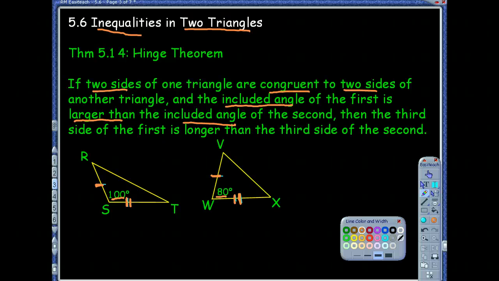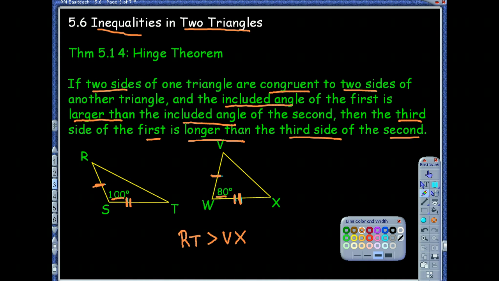And hopefully, you're probably predicting this. It says the third side of the first triangle is longer than the third side of the second. Right? And it kind of is talking about that relationship. So which side would we say is longer than the third? Because the other sides that are labeled, we know are congruent to each other. So which side would be longer than the other? So RT would be greater than VX.